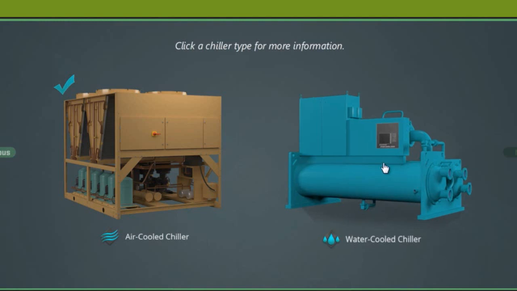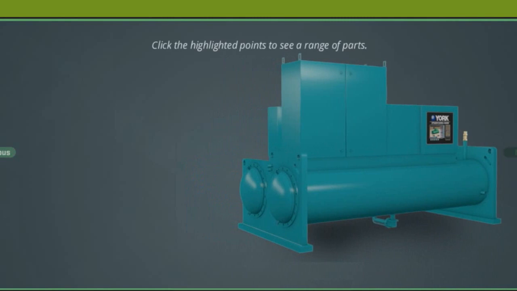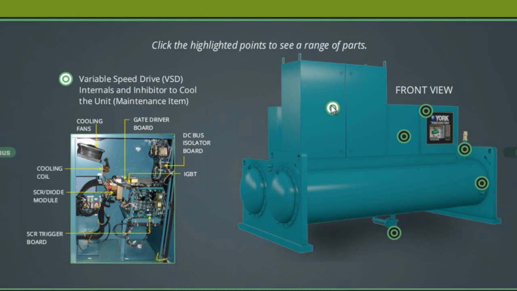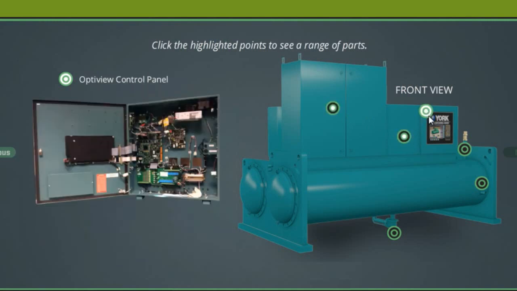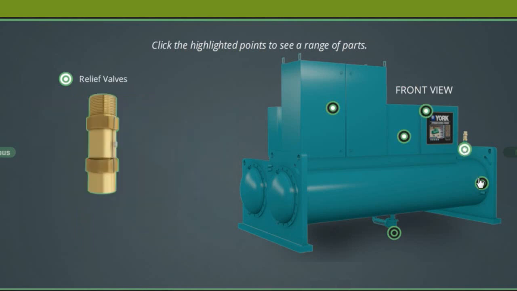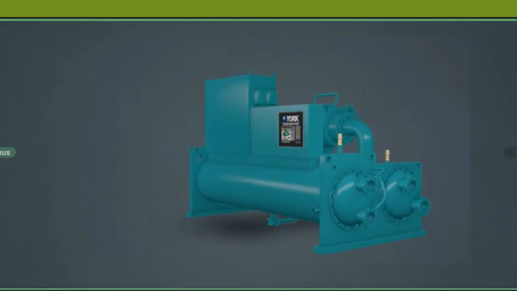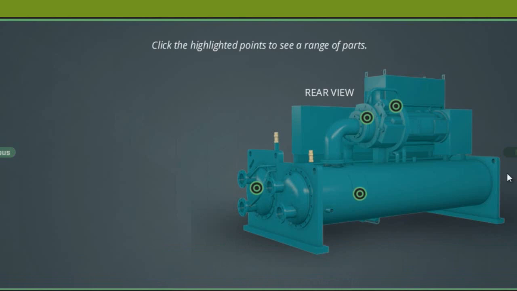Click a chiller type for more information. This is the front view of a centrifugal chiller. Centrifugal chillers have complex assemblies. Click the highlighted points to see a range of parts. This is the rear view of a centrifugal chiller. Click the highlighted points to see a range of parts.